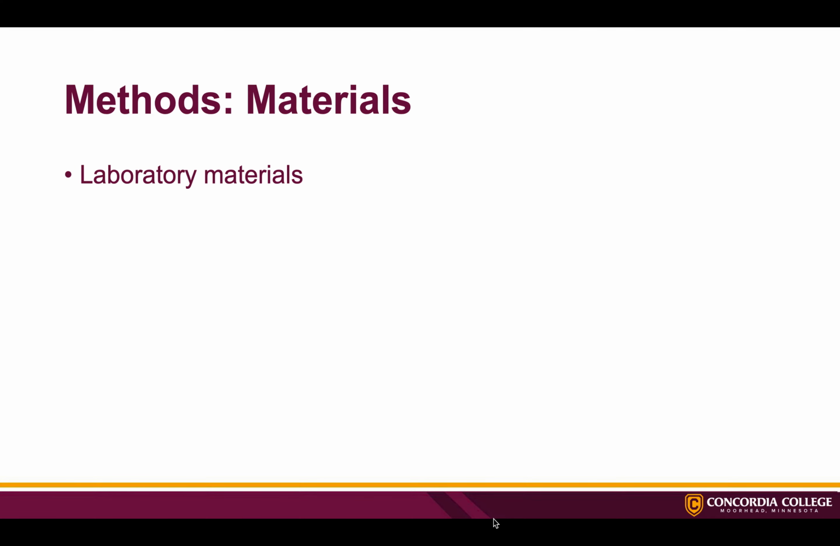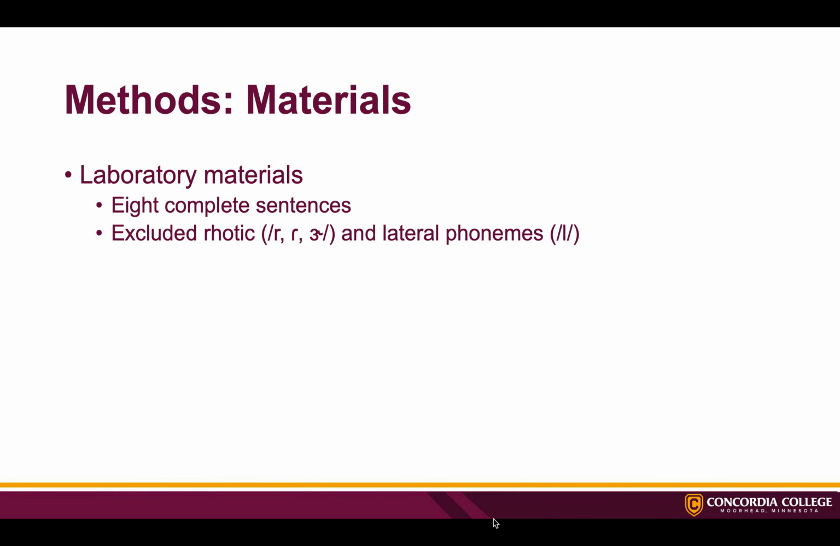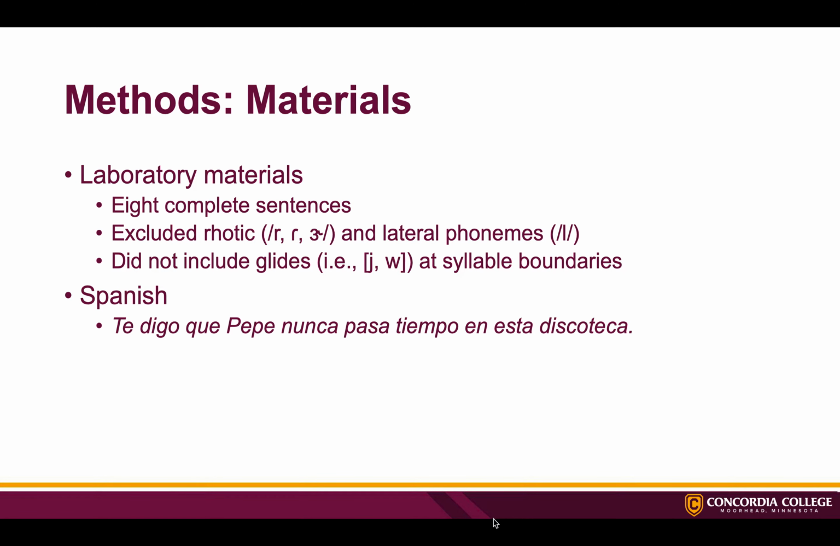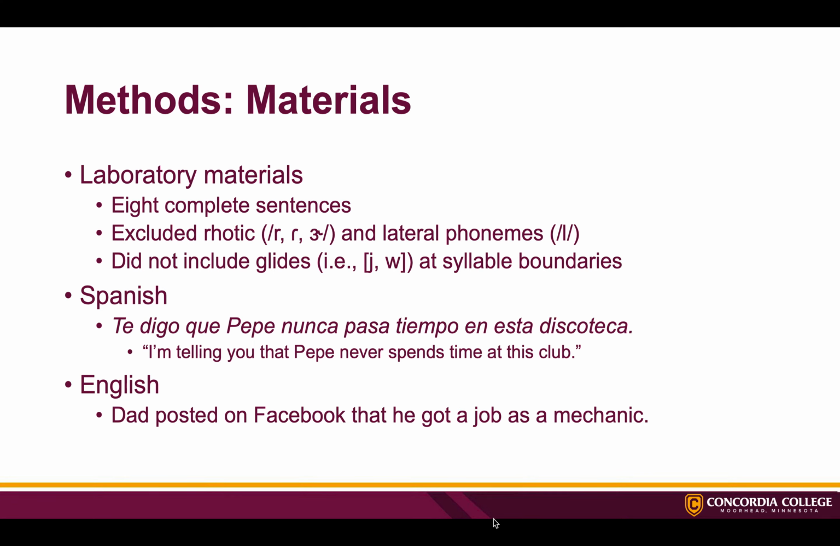The materials were laboratory materials. They spoke out loud 8 complete sentences. These sentences excluded rhotic and lateral phonemes, as well as glides at syllable boundaries. An example in Spanish is "Te digo que Pepe nunca pasa tiempo en esta discoteca," which roughly translated means "I'm telling you that Pepe never spends time at this club." And in English, one example of materials is "Dad posted on Facebook that he got a job as a mechanic."